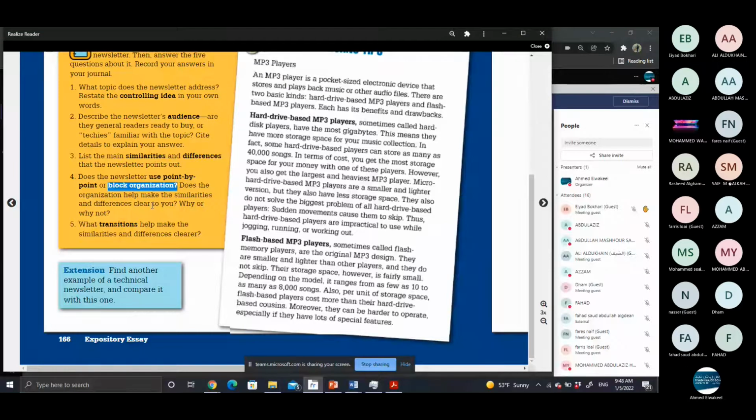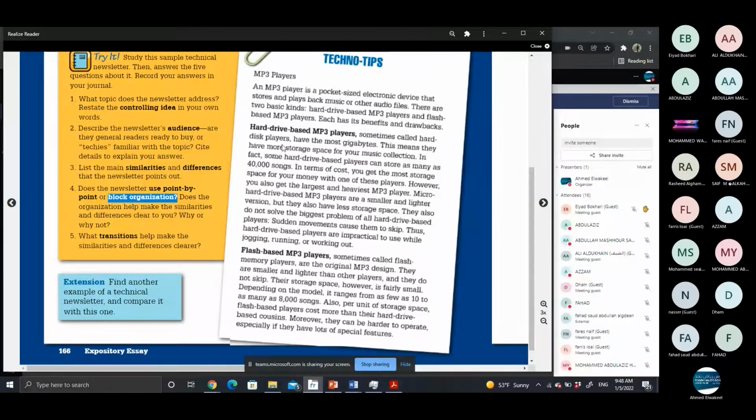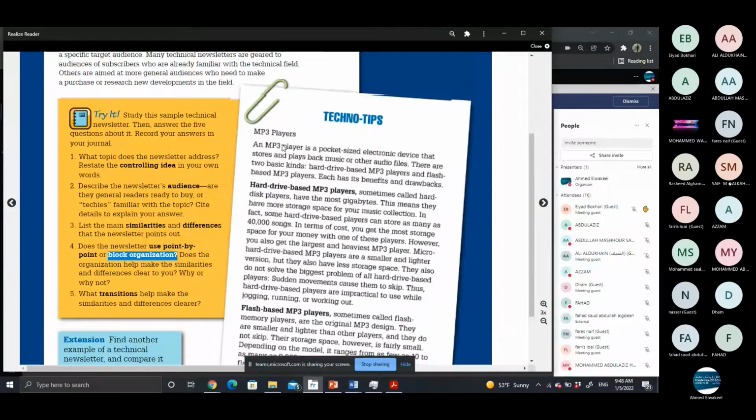On the other hand, block organization means you just speak about one of them, all the merits and demerits, and after you finish, you speak about the other one, with its merits and demerits also. And of course, in our techno tip here, we use the block organization.